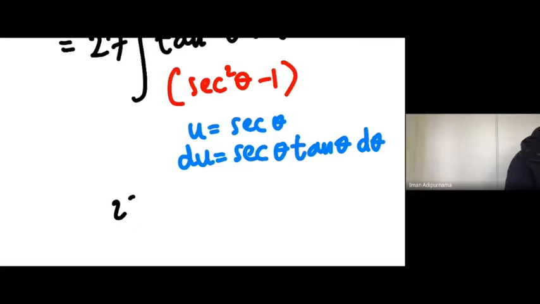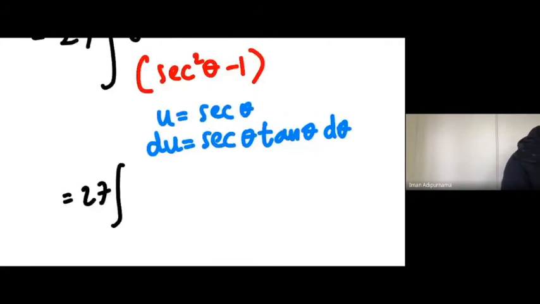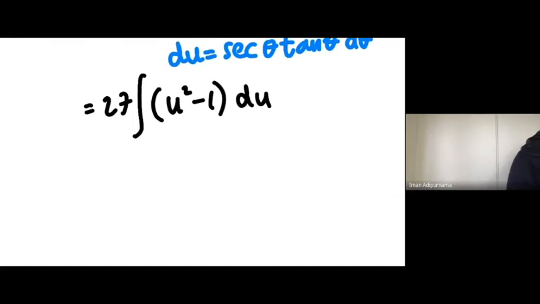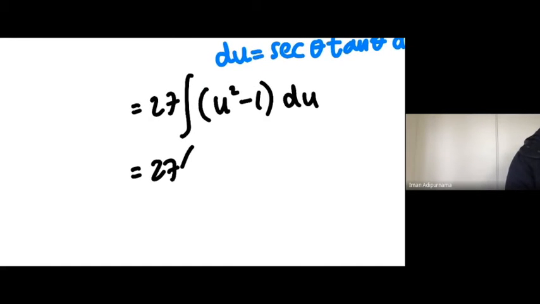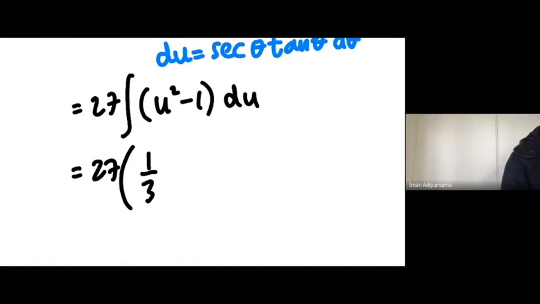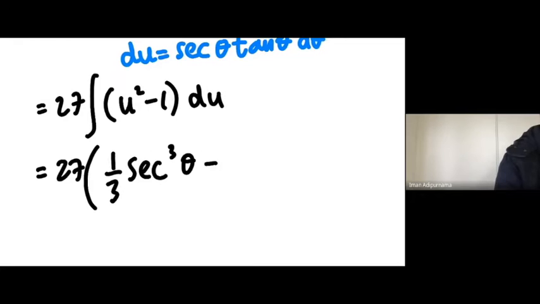So we'll still write 27. We can write this as u squared minus 1 d. Okay. And this becomes 1 over 3 secant, and minus the secant theta.